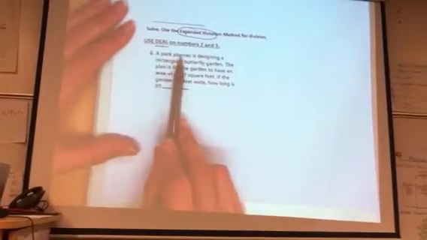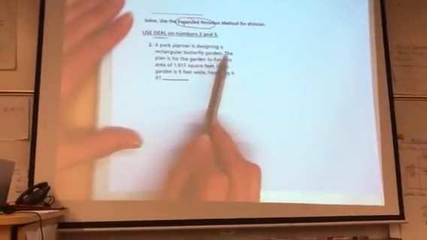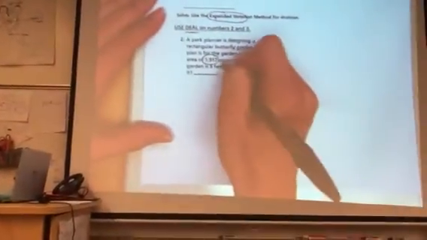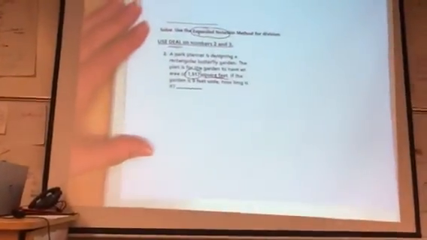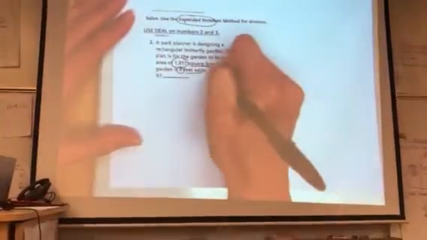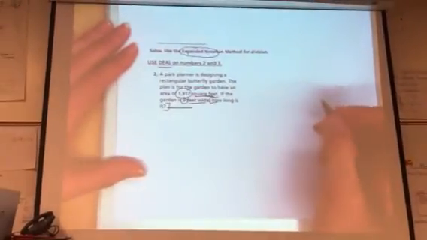It says a park planner is designing a rectangular butterfly garden. The plan is for the garden to have an area of 1,917 square feet. If the garden is 9 feet wide, how long is it? Well, I know with DEAL I have to start with a drawing, so let's start with our drawing.